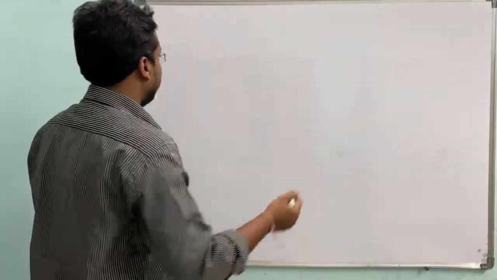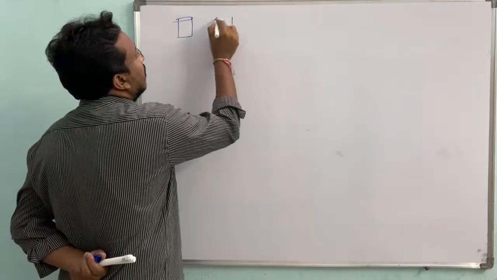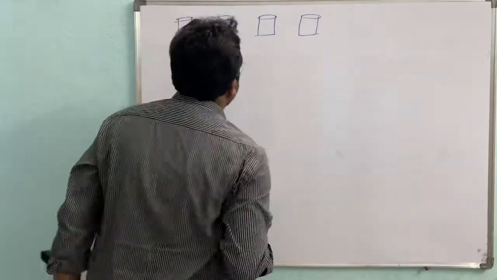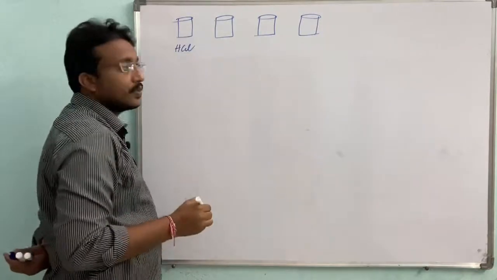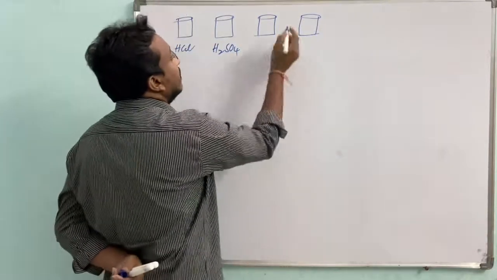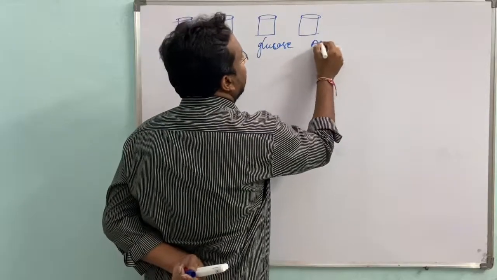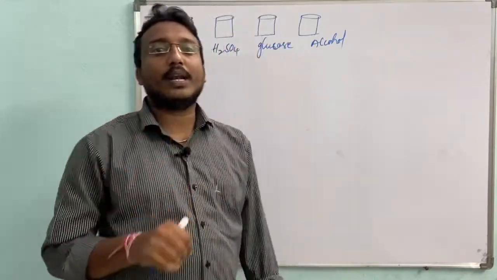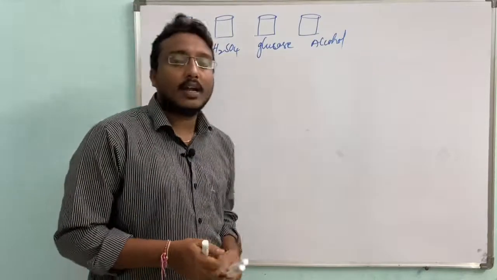To do this activity, take 4 beakers. In all the 4 beakers, take 4 different solutions such as hydrochloric acid, sulfuric acid, glucose and alcohol.